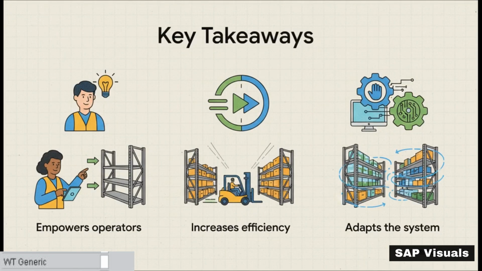So, to wrap it all up, what should you really take away from this? Well, first, using the WT generic parameter empowers your operators. It trusts their judgment to make the best final move. Second, it directly boosts your efficiency by slashing all that wasted time and motion from failed tasks. And finally, it just makes your entire system more resilient and adaptable to the real, ever-changing physical world of the warehouse.